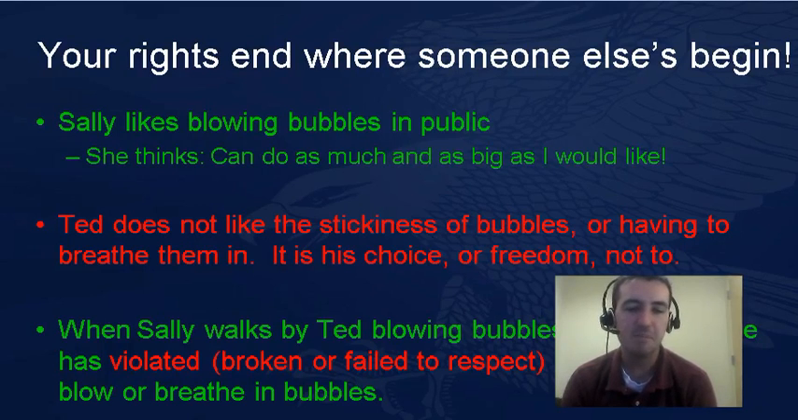When Sally walks by Ted blowing bubbles in his face, she has violated, broken, or failed to respect his right to not breathe in bubbles. This is a crazy example. By doing that, Sally is exercising her liberty because she feels like blowing bubbles. But the second one of those bubbles touches Ted, she's violating Ted's liberty because Ted doesn't want that. He doesn't want bubbles in his face, so therefore his liberty is being violated.